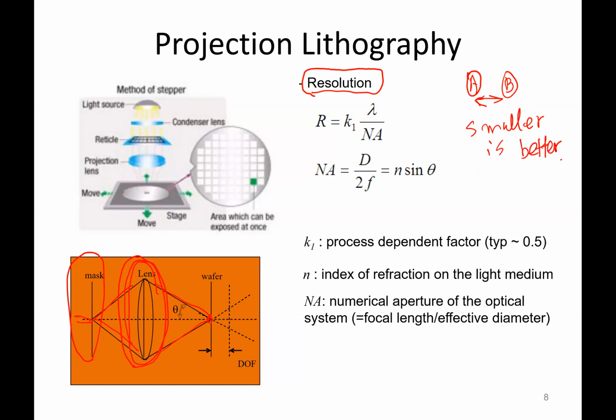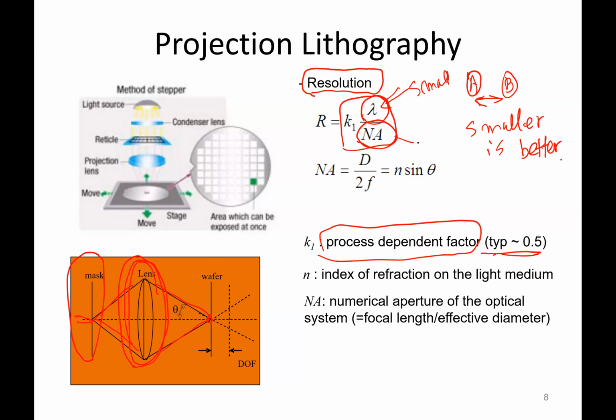To make this the resolution, this is the equation, a simple equation. To make this resolution small, what can you do? There are two different ways. The process factor normally is set. It doesn't change much. But what we can change is we can make this lambda small, or we can make this numerical aperture big or large, right?